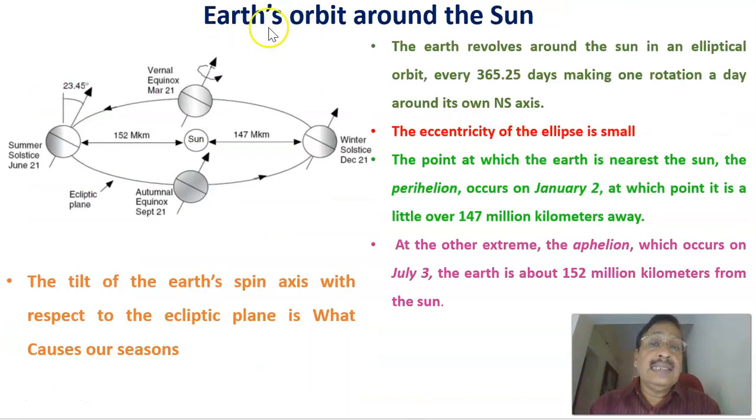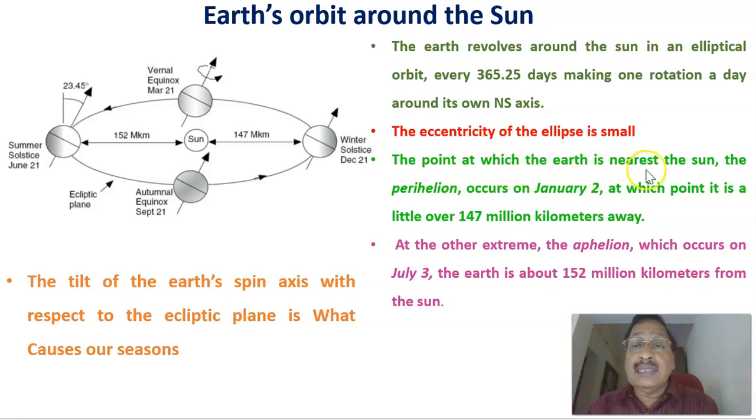Now let us see the Earth's orbit around the sun. This is the sun, this is the Earth orbit, the Earth is moving, and the Earth revolves around the sun in an elliptical orbit every 365.25 days, making one rotation a day around its own north-south axis. The eccentricity of the ellipse is small. This eccentricity is very small.